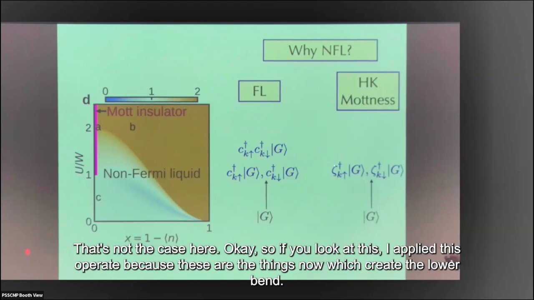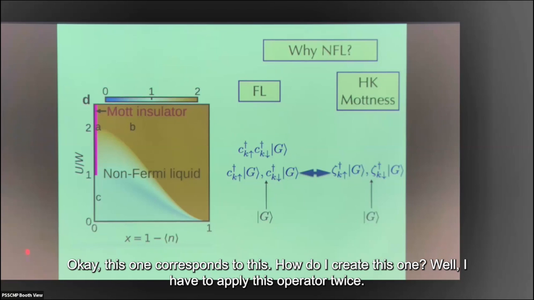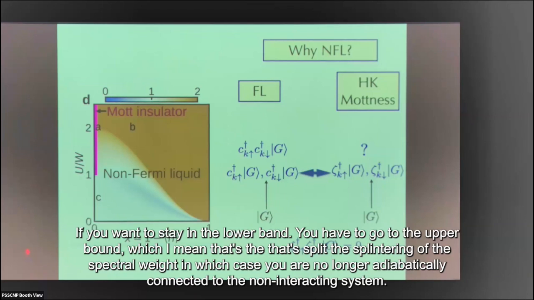Okay, so if you look at this, I apply this operator because these are the things now which create the lower band. If I were to put 2 electrons, or whatever these composite excitations are, again, this one corresponds to this. How do I create this one? Well, I would have to apply this operator twice. But the problem is, this operator twice is 0, which means there's no way of getting this state if you want to stay in the lower band. You have to go to the upper band, which means that's the splintering of the spectral weight, in which case you are no longer adiabatically connected to the non-interacting system. And that's what's going on here.